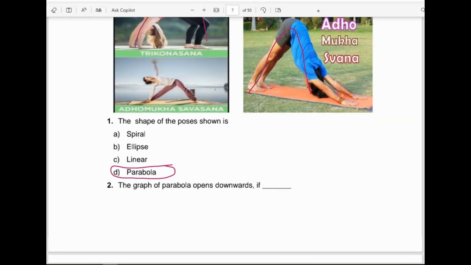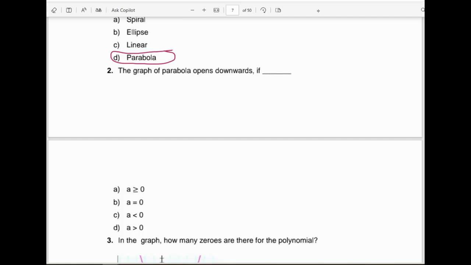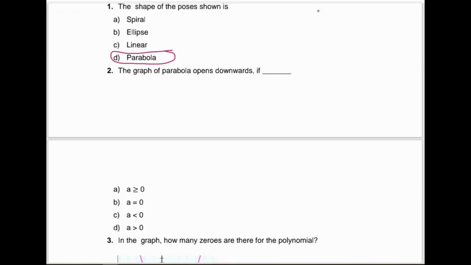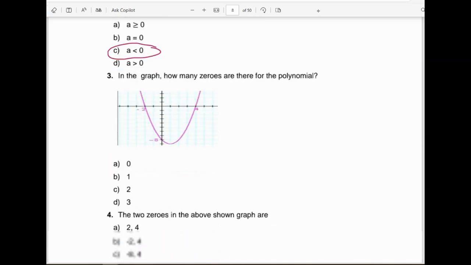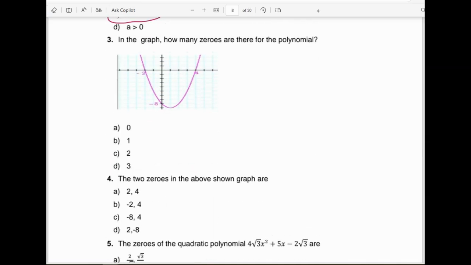Then next one, the graph of parabola opens downwards if the condition, what will be the condition, whenever a is less than 0, negative value, the parabola will be downwards. Then in a graph, how many zeros are there for the polynomial? So we have here it is 1 and here it is 2. So here we have two zeros.